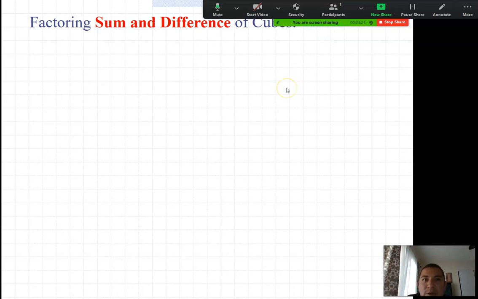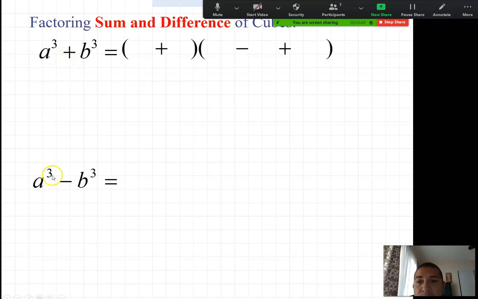So for factoring the sum and difference of cubes, there is a definition or a formula that we follow. And the problems look like this. You're going to have two terms. You could either have an addition or a subtraction that separates the two terms, along with cubes. So notice that the power of 3 is a cube, and the a and the b both have a perfect cube here.